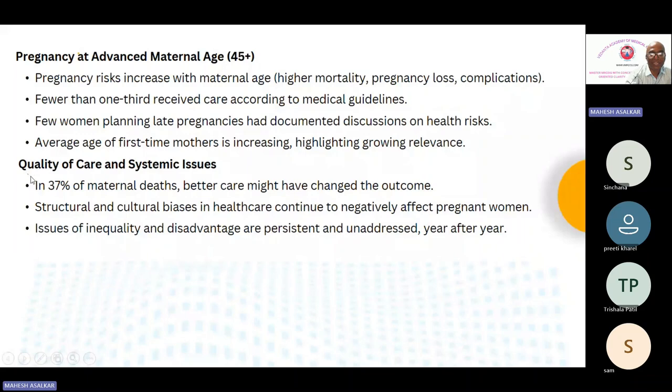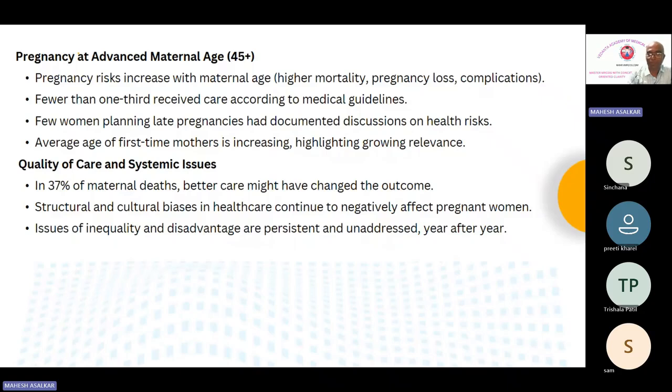So apart from this, they have analyzed the quality of care and systemic issues. So what are the system-related issues which were responsible for maternal death? In 37% of maternal deaths, better care might have changed the outcome. So if the care had been given in a better manner, 37% of patients would have had a different outcome. That is what the report says.